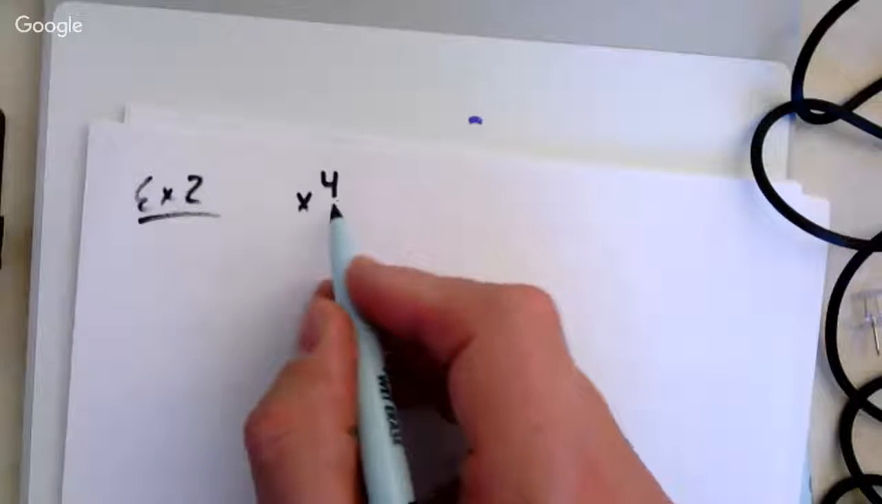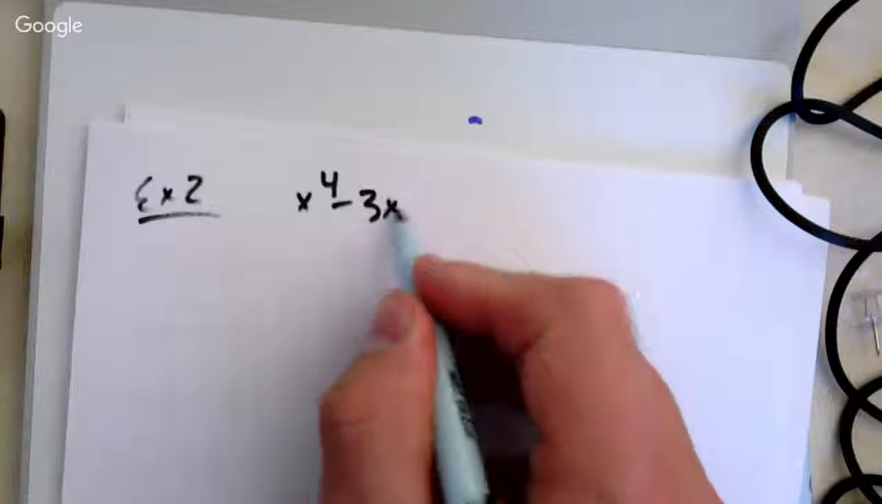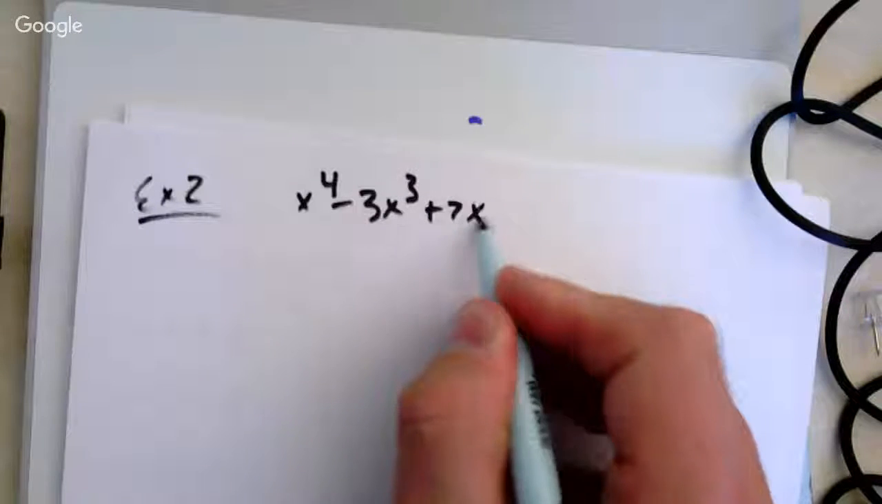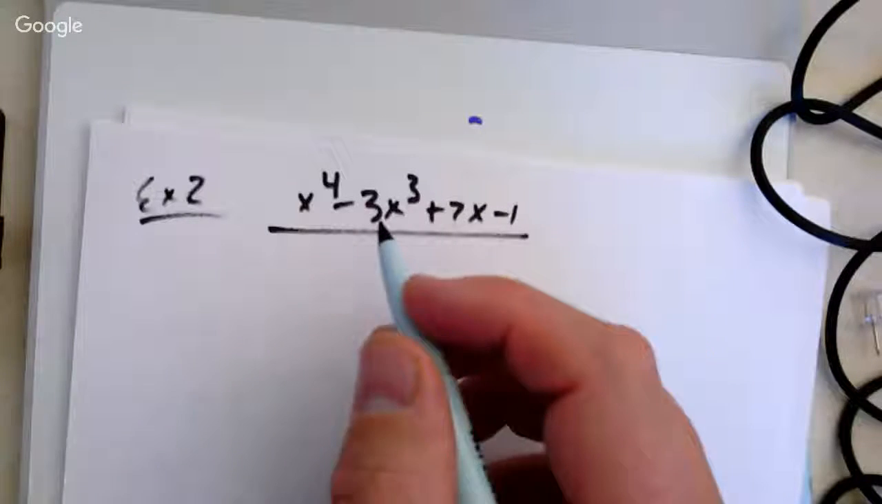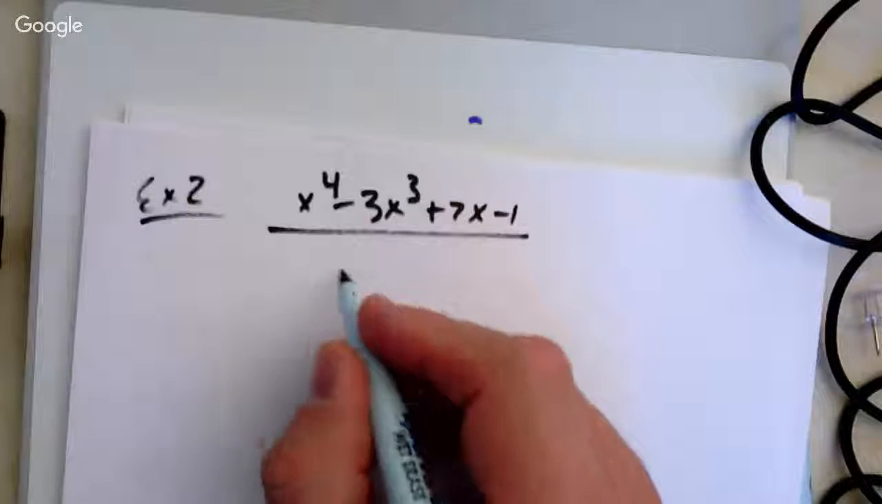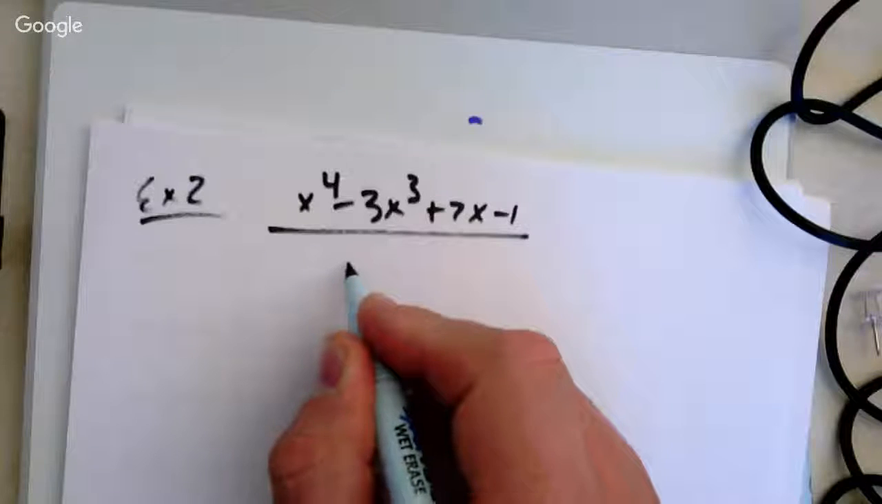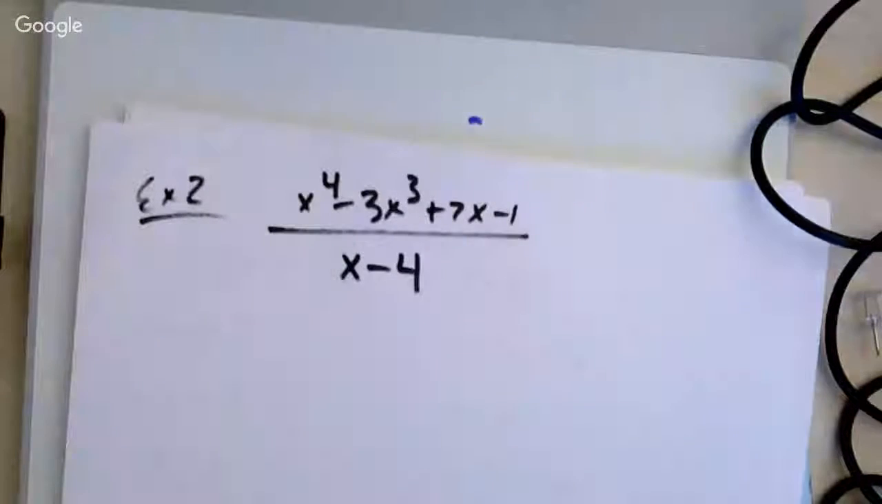They're just tedious. x^4 - 3x^3 + 7x - 1. Oh, how easy should we make this one? Let's make it easy. Divide by x - 4. Try it out on your own. Just get the first term done, actually. Just get the first term done.